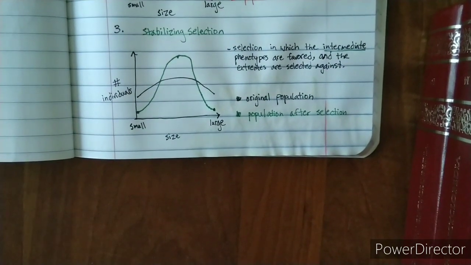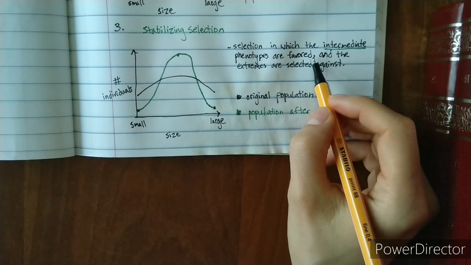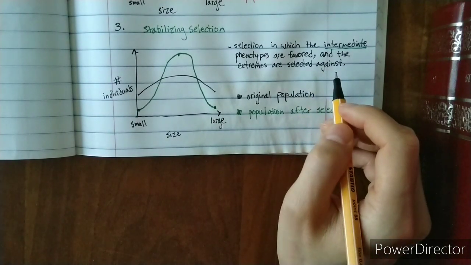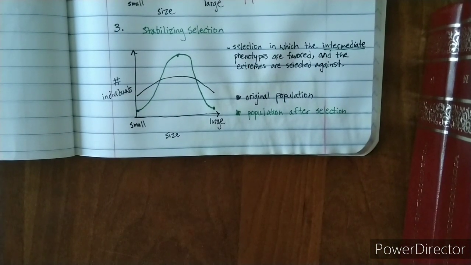You'll notice I'm using this language over and over. Favored would be something that is selected for. Selected against means that these animals are not fit for their environment and they're not as likely to be surviving and reproducing.